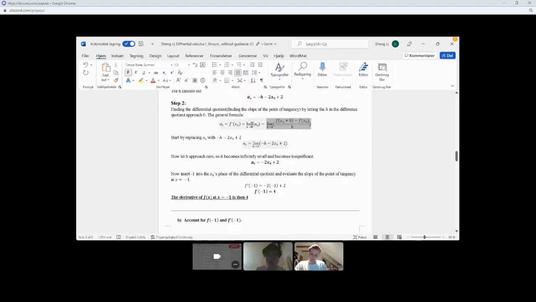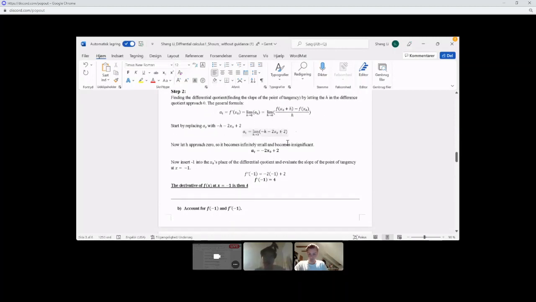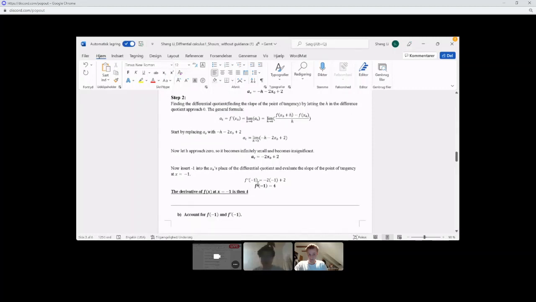To do this, I've established some conditions and some definitions here. I will now investigate what will happen to the difference quotient when h approaches 0. So when h approaches 0, h becomes insignificant because it becomes infinitely small. And this means we will have this expression down here, which is the differential quotient.